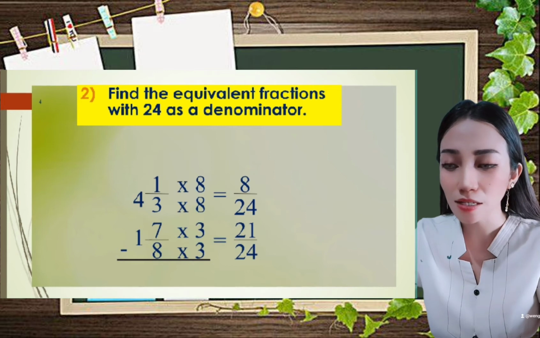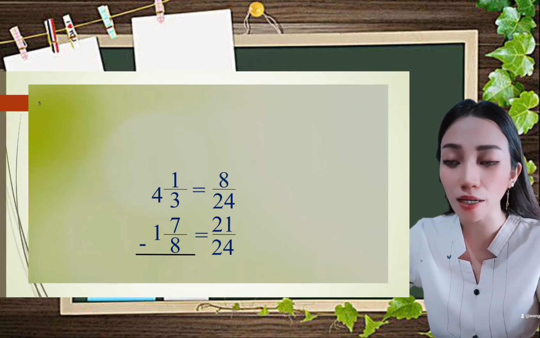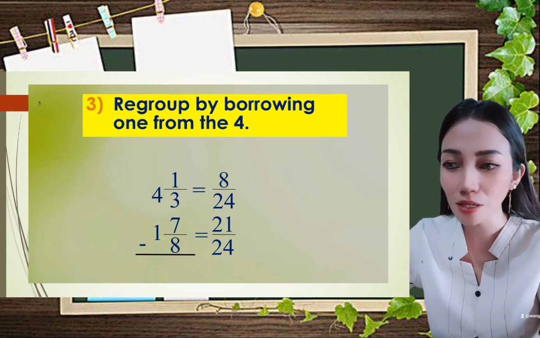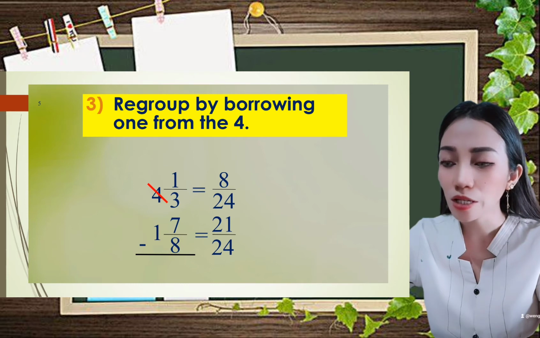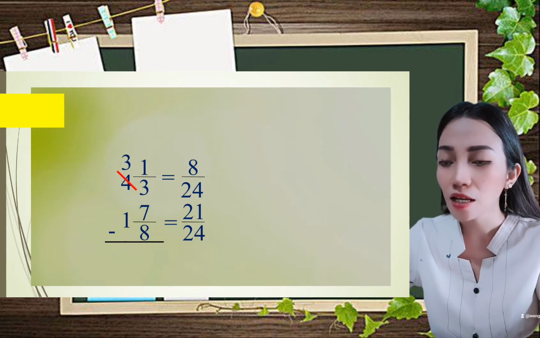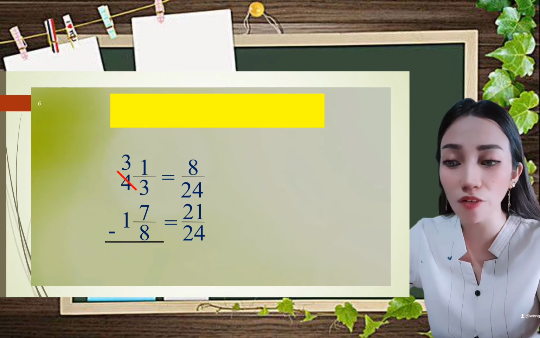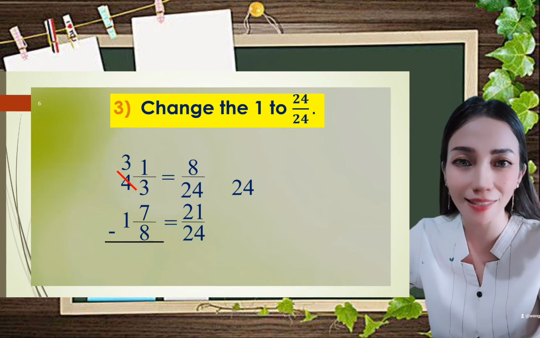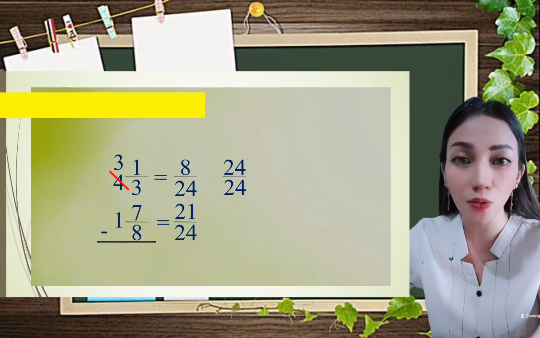If you can see, we will now subtract 8 minus 21, but it cannot be. This time, we need to borrow from the whole number. So, let us cancel 4 and that will become 3. And then, change the 1 to 24 over 24. Bakit yun ang ginamit? Because 24 is the LCD. And 24 divided by 24 is also equal to 1. We just simplify 1.